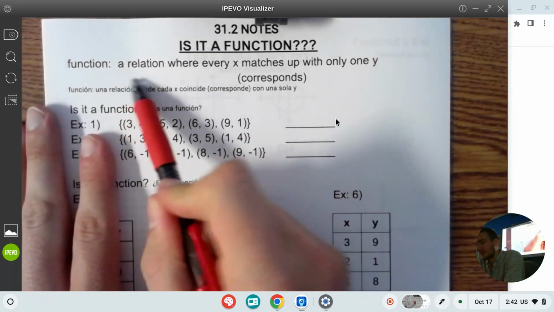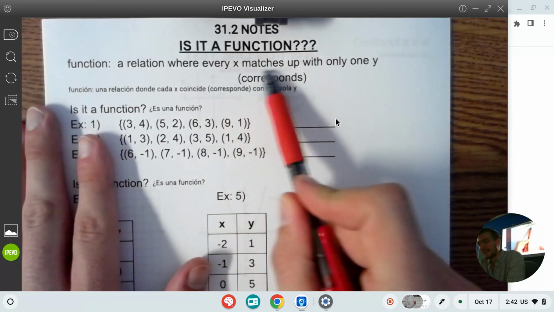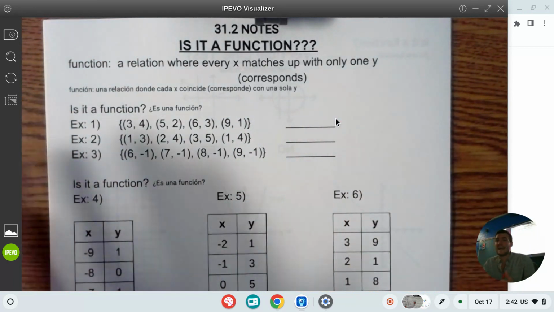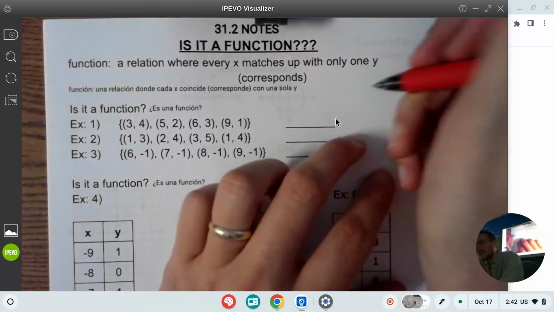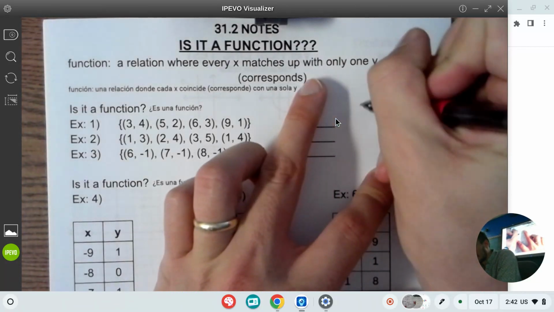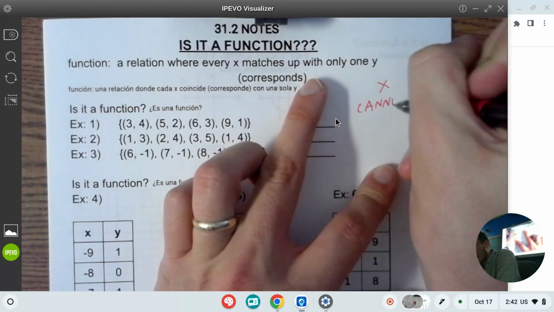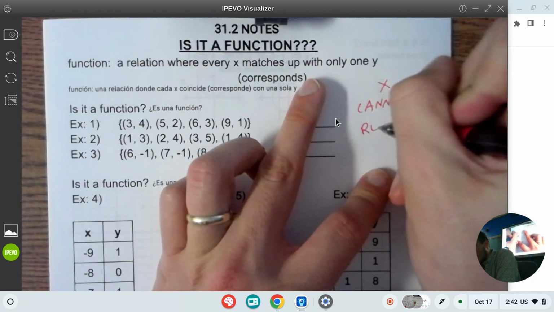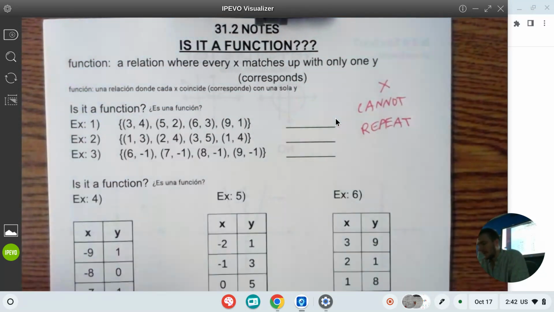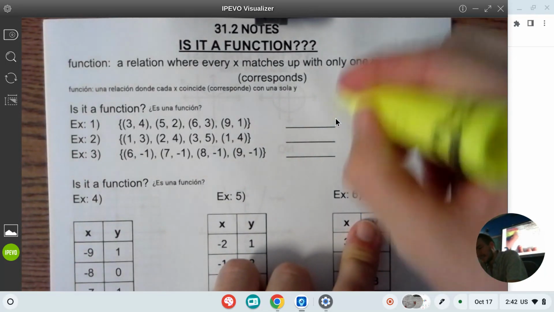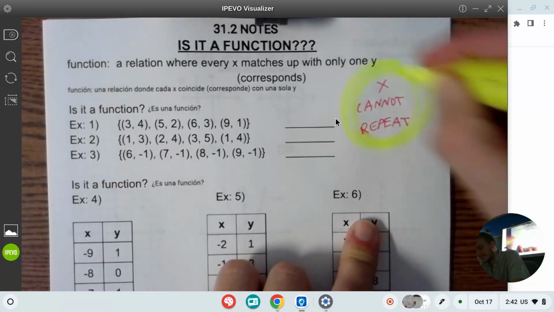It says at the top, a relation where every x matches up with only one y, and that is honestly, what, like 10 words? And we're going to cut it way down. Here's what we need to learn. X cannot repeat. Maybe I got away with one because cannot is kind of a double word. Here we go. X cannot repeat.